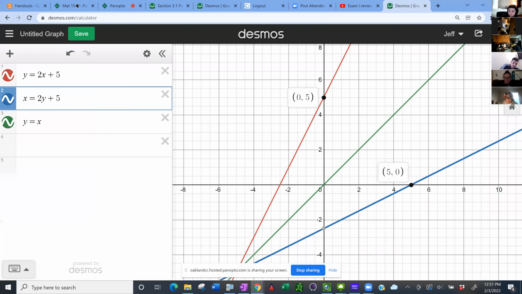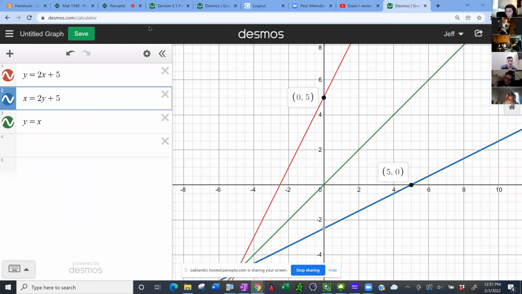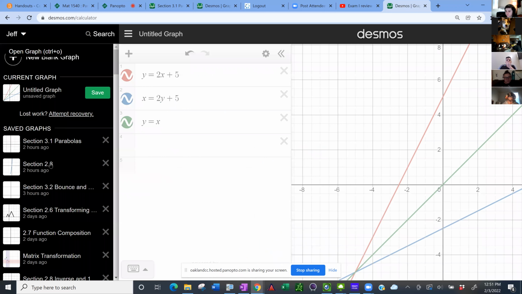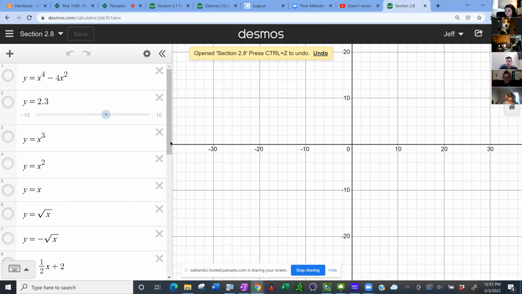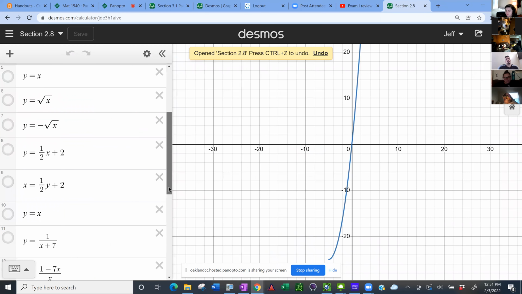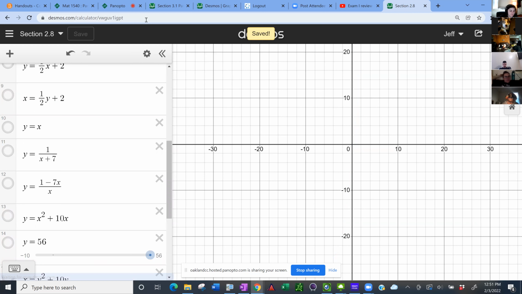Let's see, not that one. Section 2.8, here we go. All right, so let me give you a copy of this link here. I just want to take care of one thing real quick. I'll put a copy of this link in the chat for you. If you want to open it up, great. If you don't, that's fine too.